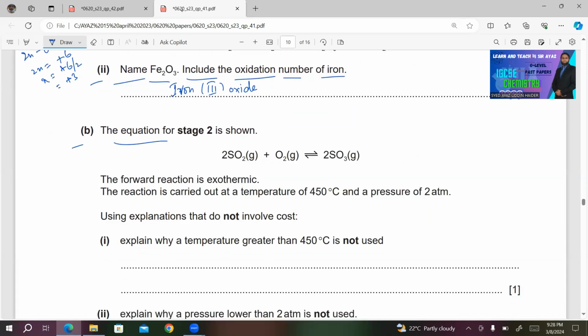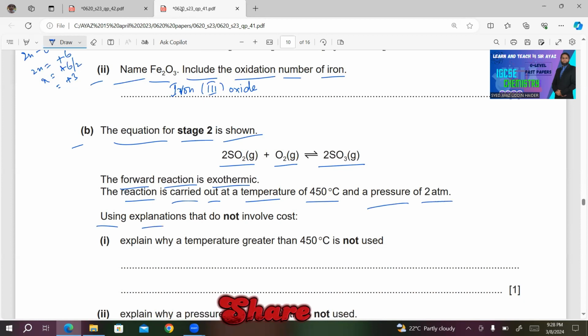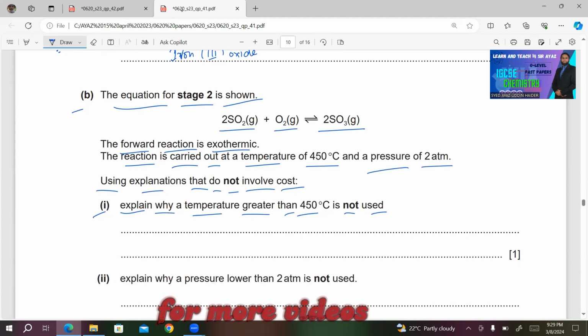B. The equation for stage 2 is shown. 2SO2 gas plus O2 gas gives 2SO3 gas. The forward reaction is exothermic. The reaction is carried out at a temperature of 450 degrees centigrade and a pressure of 2 atm. Using explanations that do not involve cost, number 1, explain why a temperature greater than 450 degrees centigrade is not used. The forward reaction is exothermic, so it must decrease the yield of SO3.